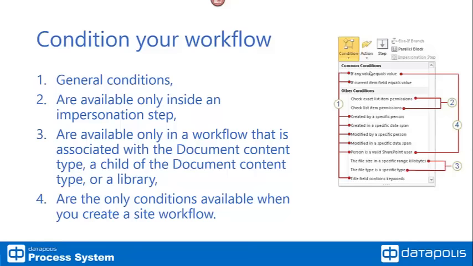And the third category is not divided into categories when you see it on the screen. I mean, you have just common conditions and then you have other conditions, okay? But because they are related, I divided them into 4 categories. Looking at number 3, it's available only in the workflow that is associated with a document content type. Why a document content type? Because when it's a document, we have a file size, right? When it is a document, we have a file type, all right?